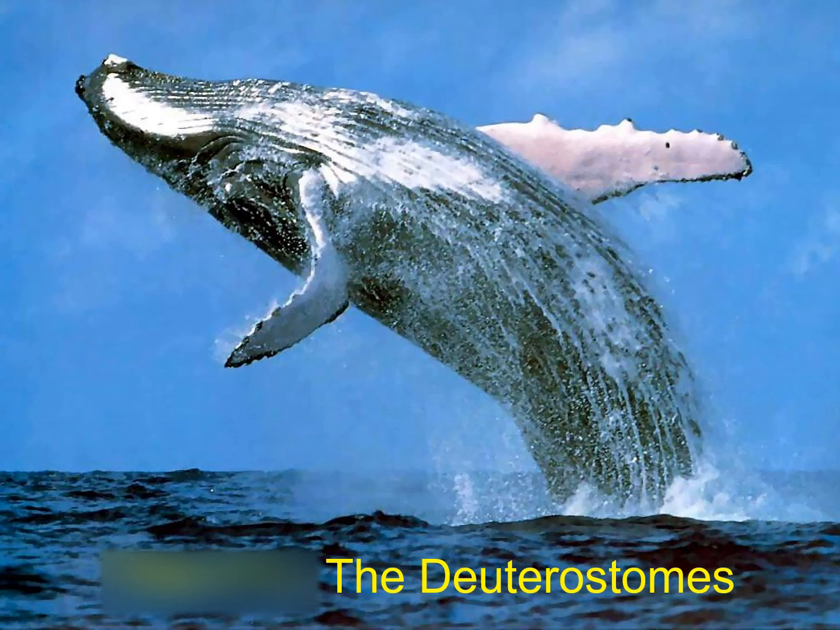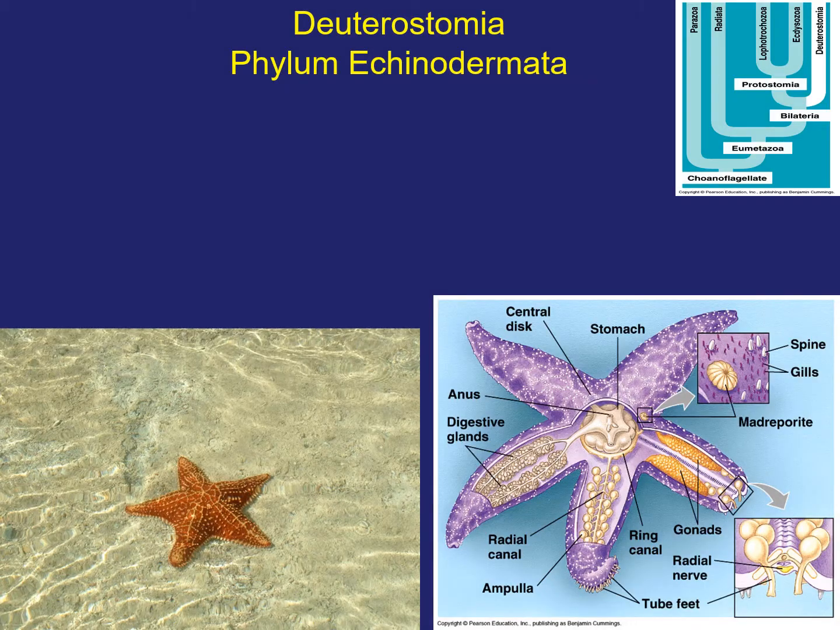So now we'll move on to the Deuterostomes, and this is a group that includes us. Deutero means second, stome means mouth. So the mouth develops as a second opening. The first opening, the blastopore, develops into the anus. And we'll start by looking at the echinodermata, the echinoderms.